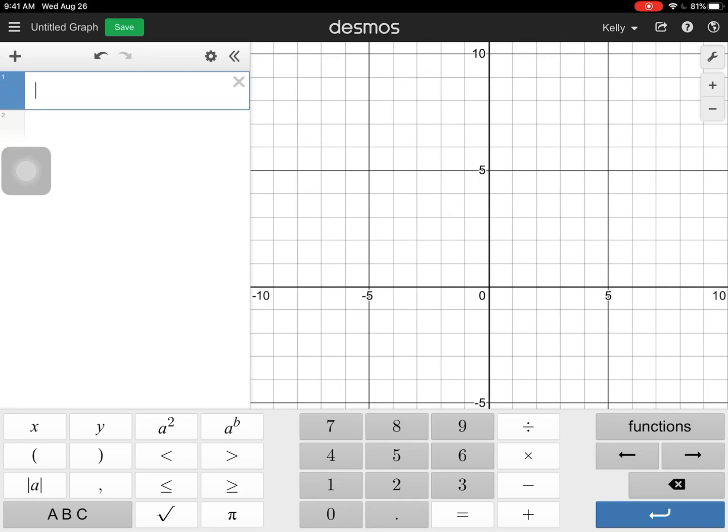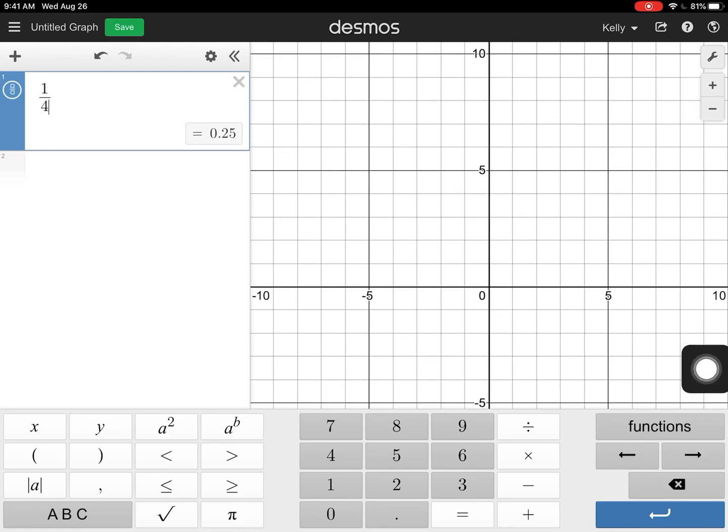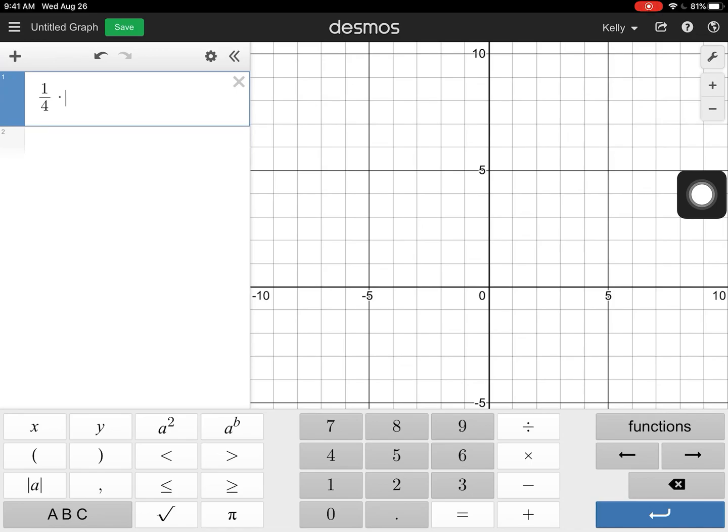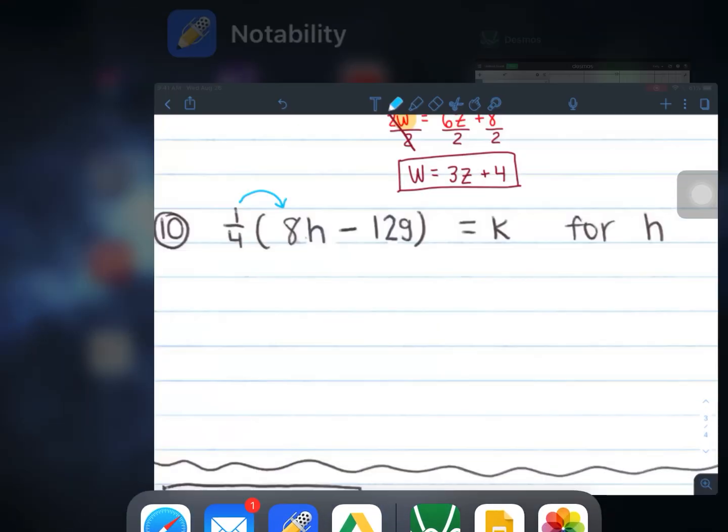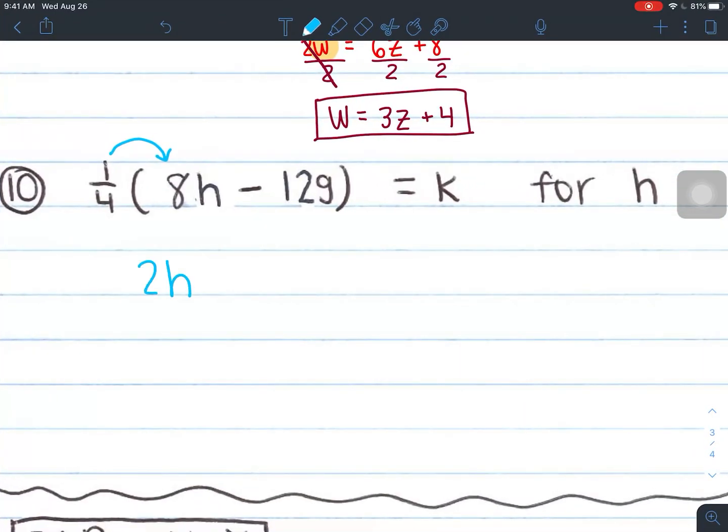Now when you're multiplying in Desmos with fractions, when you do 1 divided by 4, you want to make sure you press the little side arrow to move the cursor outside of the fraction, then multiply by 8, and you get 2. So this would be 2h. 1/4 times negative 12g is going to be negative 3g. And then we have equals k.